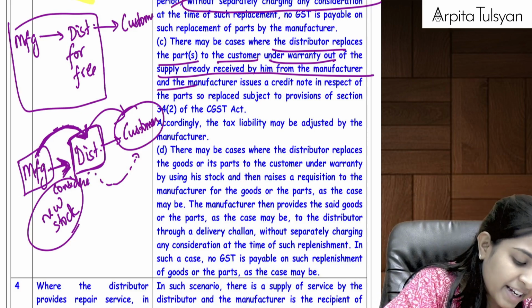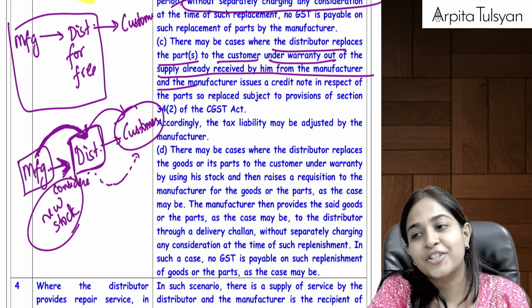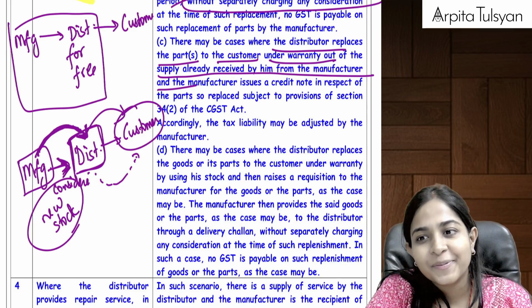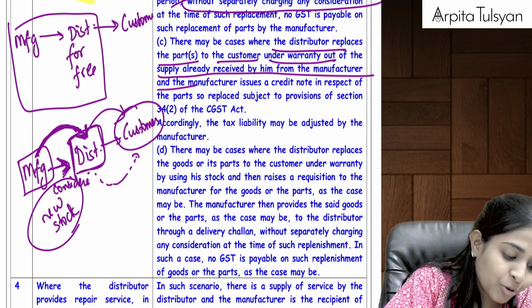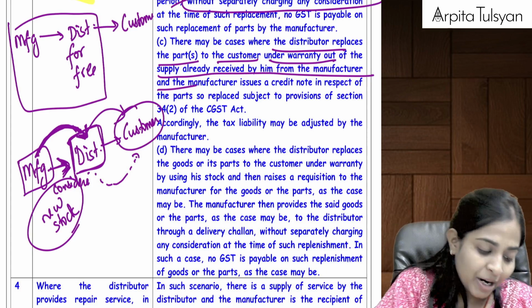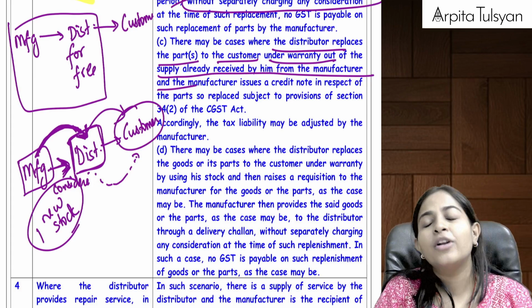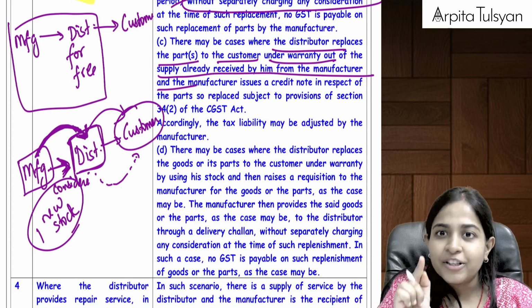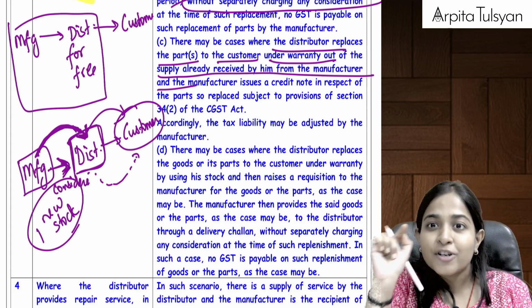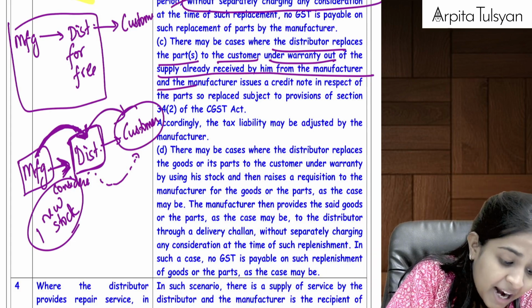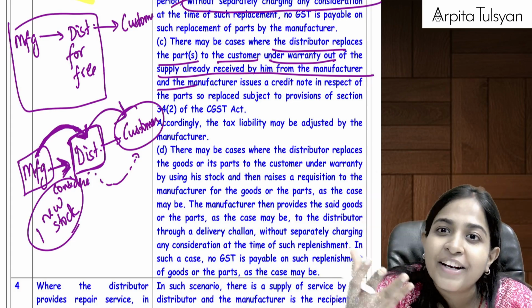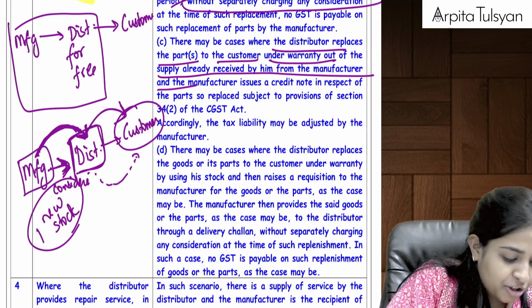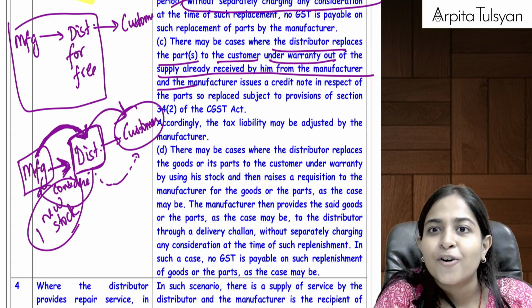So can we say here the manufacturer will have to issue a credit note? Manufacturer will have to issue a credit note because one of the new remotes which it had given to the distributor for selling, the distributor had to give it to the customer for free, right? So distributor is not going to pay any amount for the same, na?